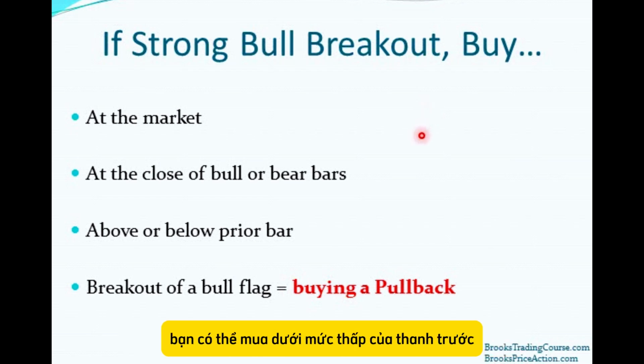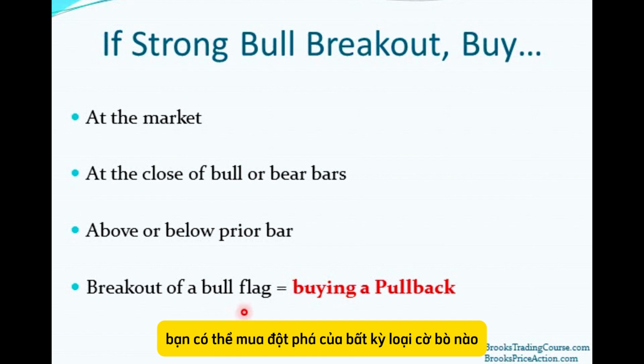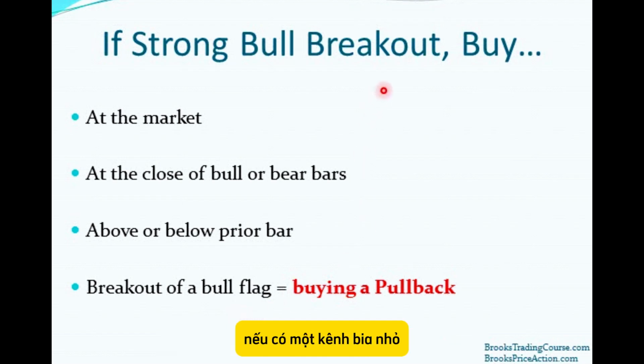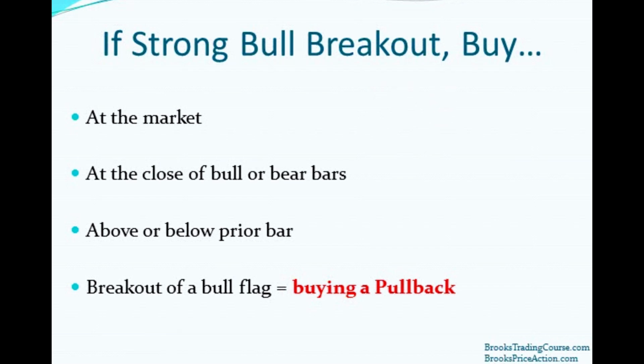You can buy below the low of the prior bar, assuming the reversal attempt will fail. You can buy above the high of the prior bar, viewing the prior bar as the end of a pullback. You can buy the breakout of any kind of a bull flag. If there's a small bear channel, it's a bull flag. You buy the breakout of that bull flag, the bear channel. Remember, every bear channel is a bull flag.